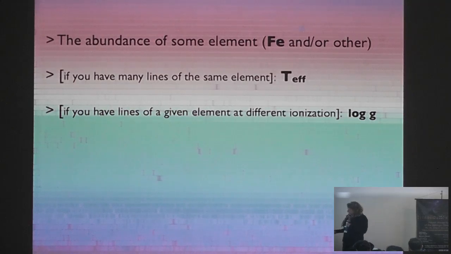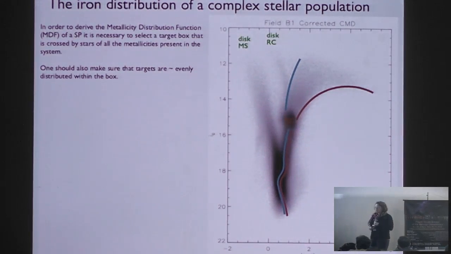Okay? I would like to spend a few more words about how, in practice, when you want to derive the iron distribution, the metallicity distribution of a complex stellar population like the halo, the thick disk or the bulge, a population that has a spread in metallicity, not a single metallicity, then you need to sample the spread in metallicity pretty well. So, in this case, for instance, I'm showing a color magnitude diagram of the galactic bulge.